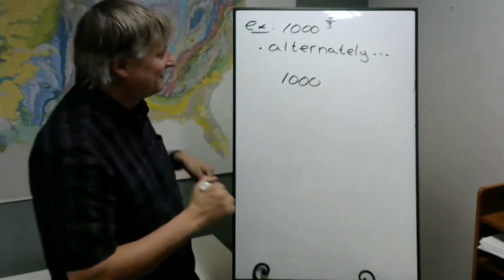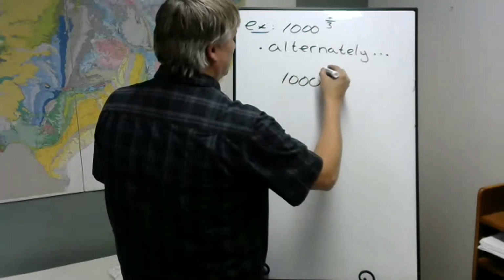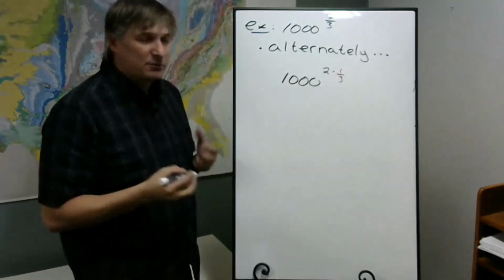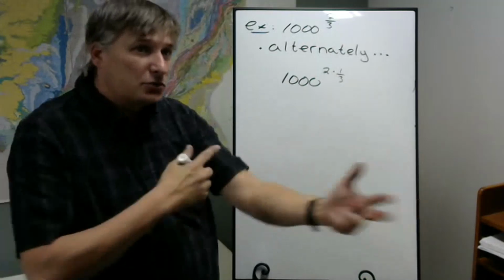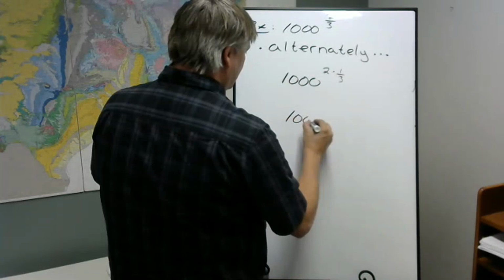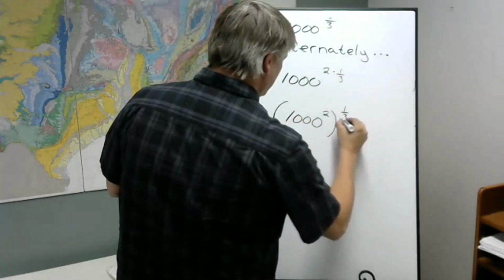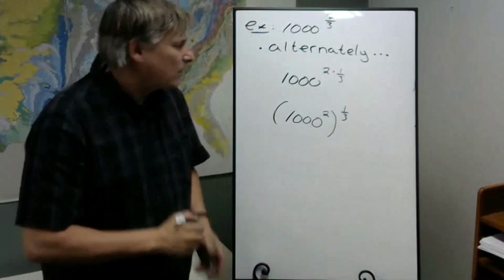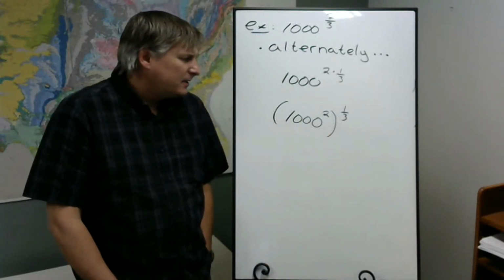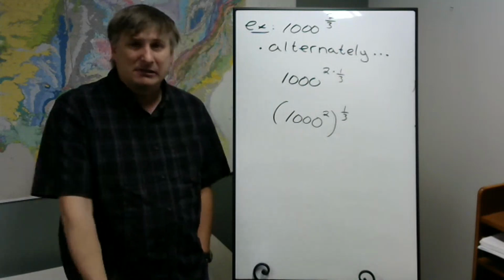Anyway, moving on. Alternately, we can treat this as 2 times 1/3. Because remember, multiplication is commutative. You can switch the order around. So this will give us 1,000 squared, and then we take the cube root. Now, one thing to keep in mind in this is which one we do first. It's going to turn out it's not really going to matter.